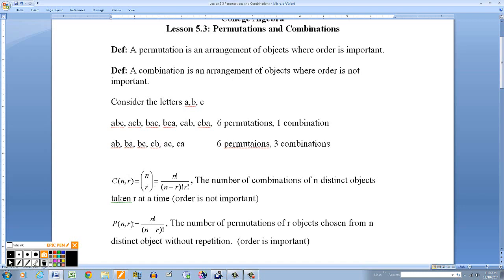The next one is the formula for permutations. Very similar, except it doesn't have that r factorial in the bottom, so it's n factorial over n minus r factorial. This is the number of permutations of r objects chosen from n distinct objects without repetition. Order is important.